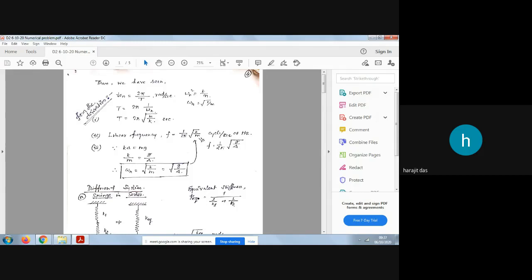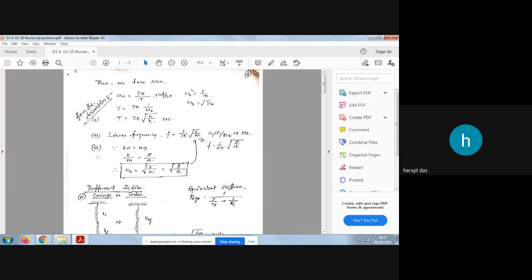Suppose in forced vibration, there will be some external periodic force or some random force. For that force there will be some frequency, so we will be using that omega instead of omega n. Now this is the linear frequency.